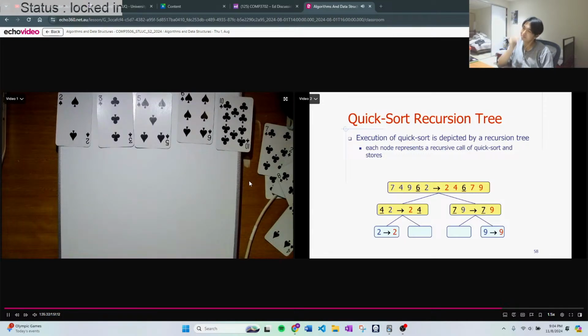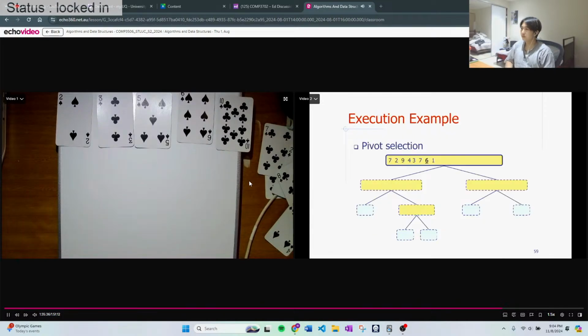Now you might be preempting where I'm going, but I'll come back to the example in a sec. Same thing, right, with the recursion tree. I won't go through this example, but take a look.